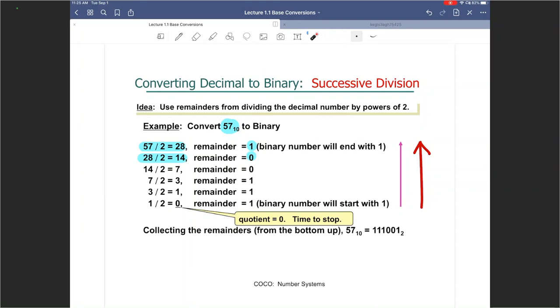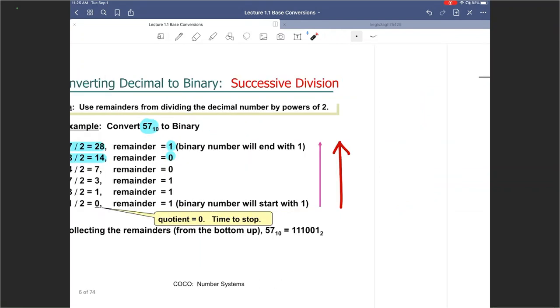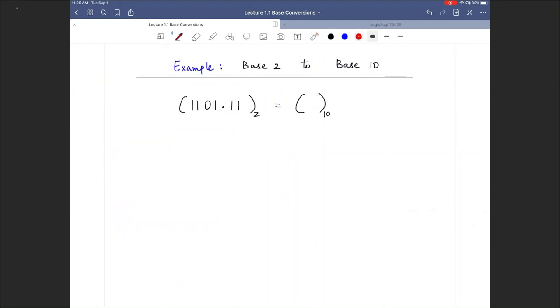Multiplying with increasing powers of 2, dividing successively by 2, and recording the remainders. Right? So that's how you go from 10 to 2 and back to 10. Let's do an example over here. I have a number in the binary number system that I want to convert to decimal. So this is a question mark here, too big. How do I do it?